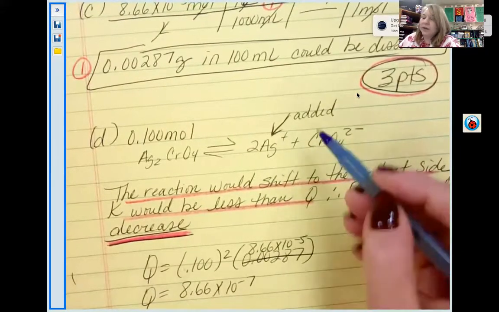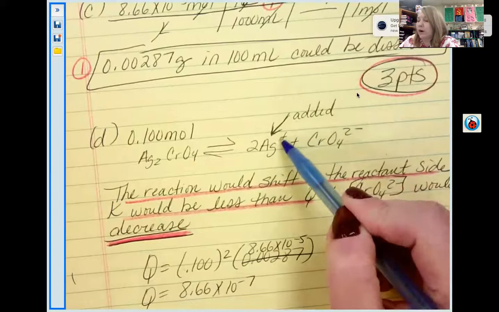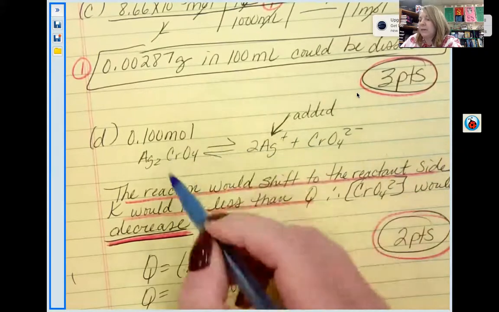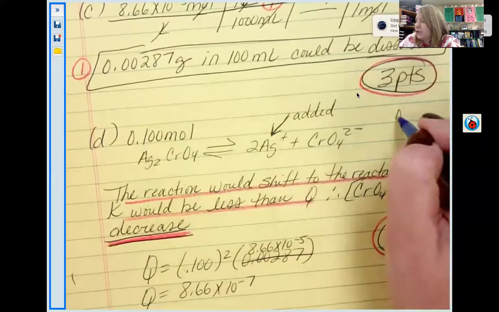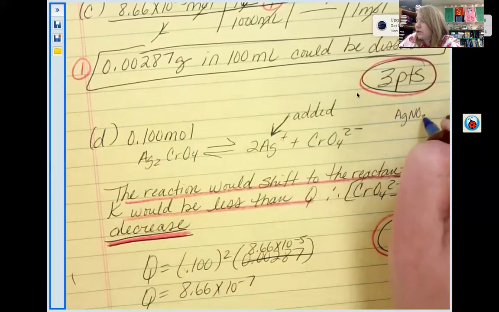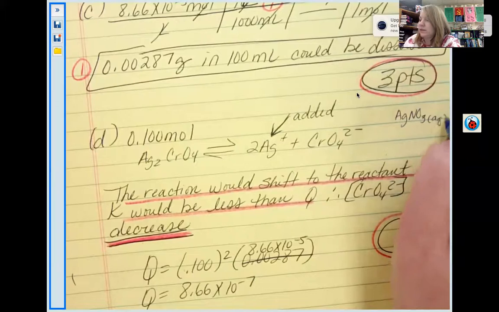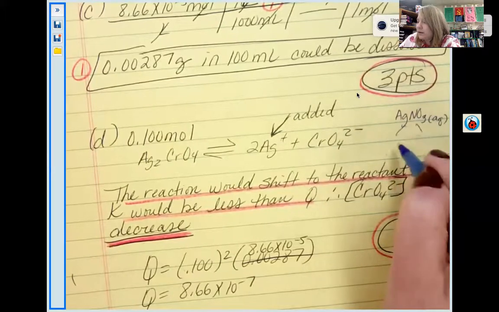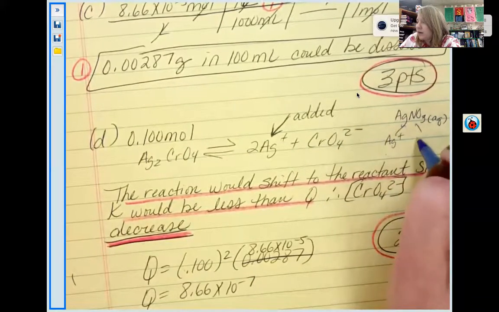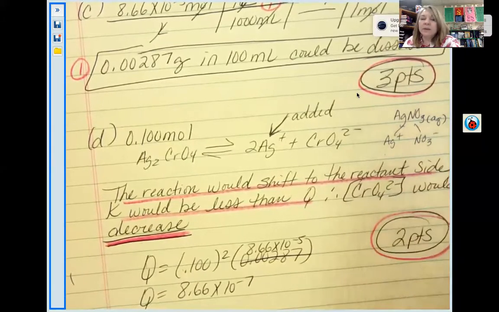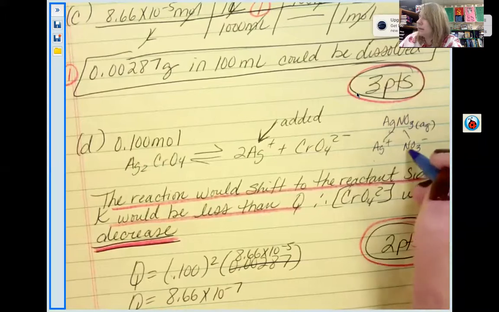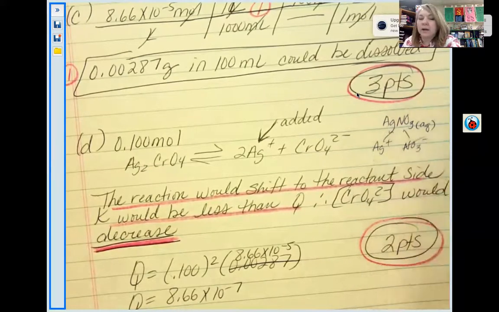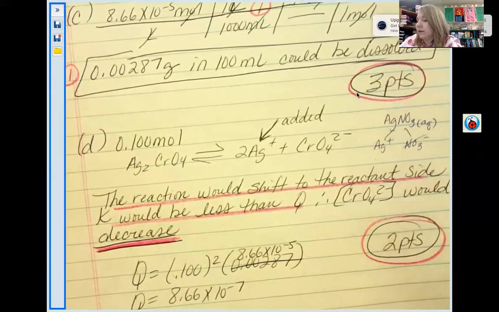So what you're doing here is you're adding more silver chromate. I had some people that said, well, I'm adding to this side of the equation. You're adding silver nitrate. In solution, these two things aren't together at all. They're actually silver ions and nitrate ions. We don't care about the nitrate because it's not part of this reaction, and it's always soluble all the time. So it's just a spectator ion. It's not that it's not there, it's just not important to us.